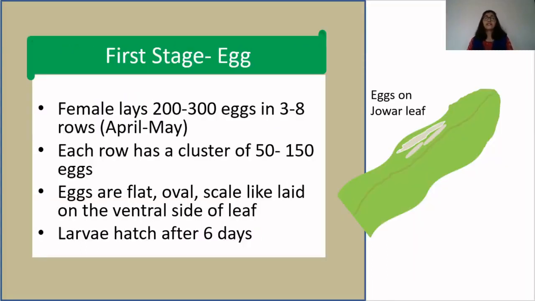So first stage is the egg stage. Female lays 200 to 300 eggs in 3 to 8 rows. Each row has a cluster of 50 to 150 eggs. Eggs are flat, oval, scale-like and laid on the ventral side of the leaves. Larvae hatch after 6 days. So here you can see in this diagram, ventral side of the leaf and beside the midrib, eggs are laid.